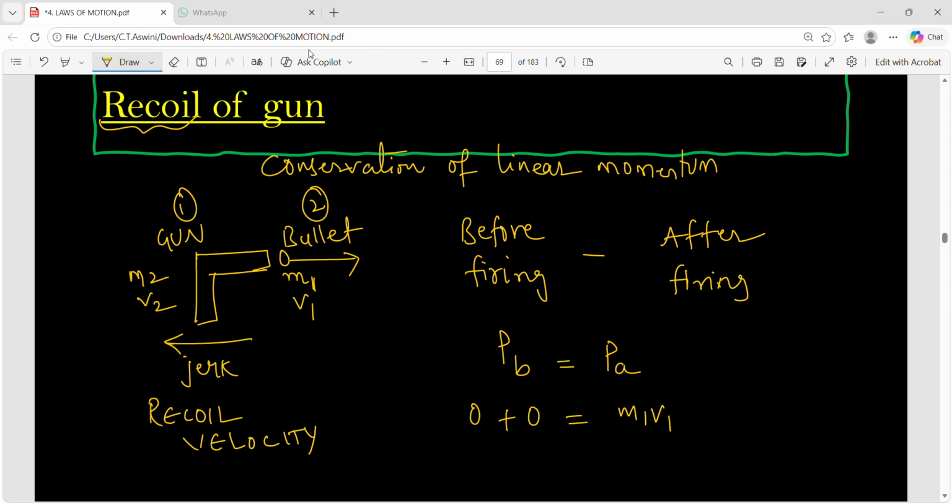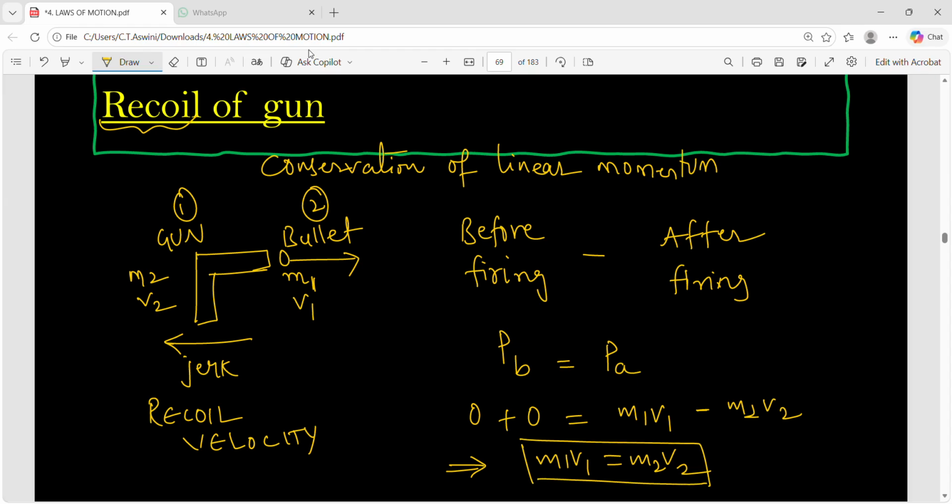So after firing, bullet is moving forward. So what is its momentum? M1 V1. Gun is moving backward. What is its momentum? M2 V2. But it is in backward. So it will be M2 into minus V2. So M1 V1 minus M2 V2. Now what happens? M1 V1 will be equal to M2 V2.